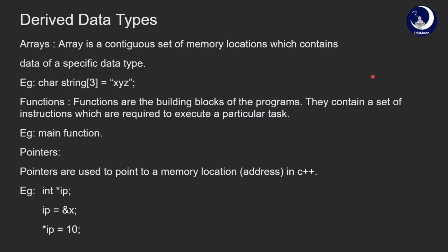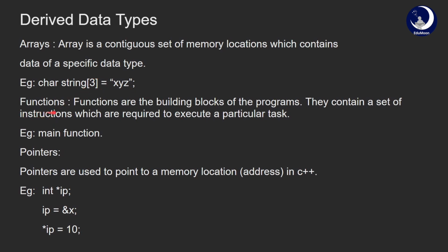Now let's look at derived data types. The derived data types are of 3 types: arrays, functions and pointers, and the other one is the reference. Arrays. An array is a contiguous set of memory locations which contains data of a specific data type. Example, char string[3]. Here char is the type of data, here string is the variable name, and this variable name can hold 3 values. So that's indicated by this number. And it's equivalent to x, y, z. Here x, y and z are 3 individual characters. So 1, 2 and 3. So there are a total of 3 characters.